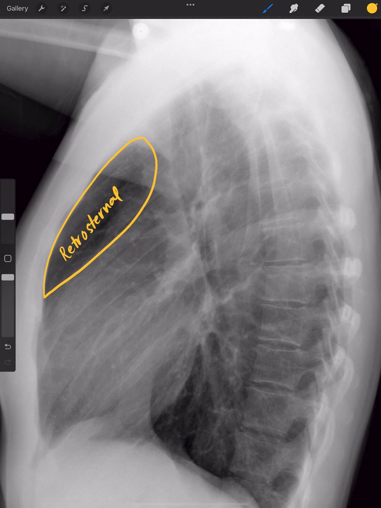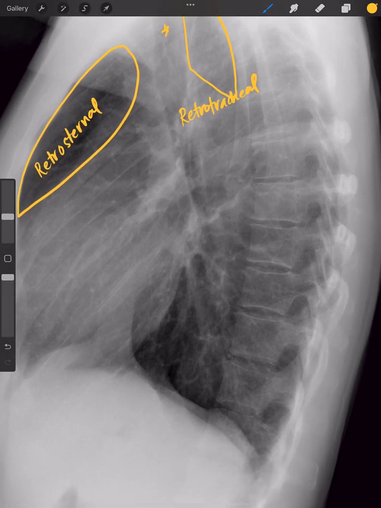The next place I look is behind the trachea. So the trachea is this lucent structure right here, and just behind that is another clear space, and it's bordered posteriorly by the spine, inferiorly by the aortic arch, and anteriorly by the trachea. And so this is called the retrotracheal clear space or retrotracheal triangle, or it's also called Raider's triangle. You might hear that term.